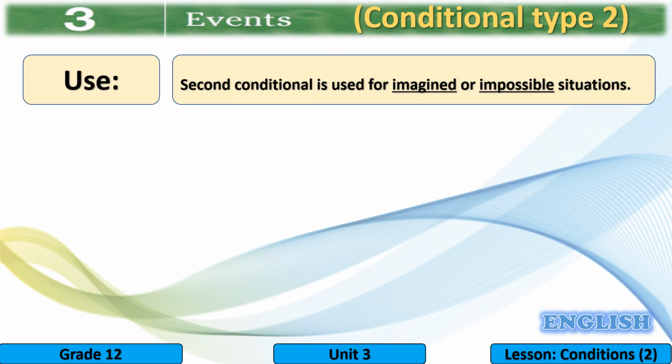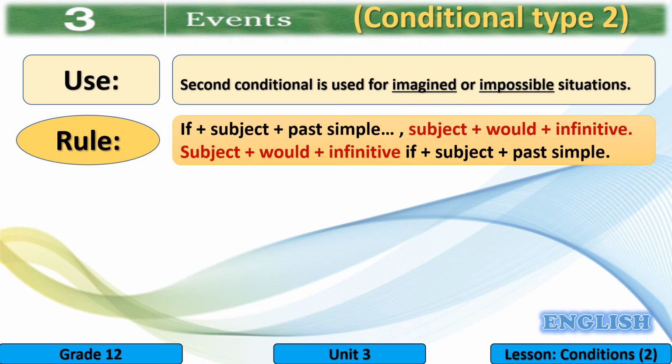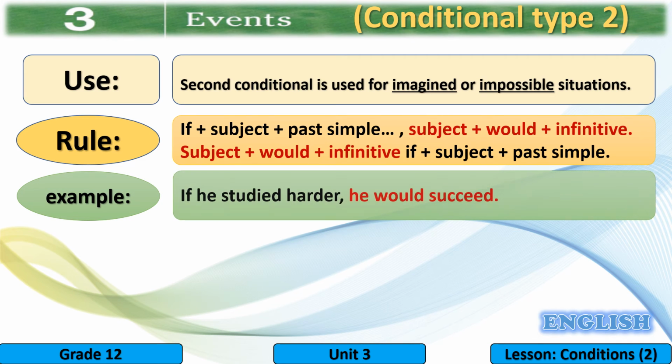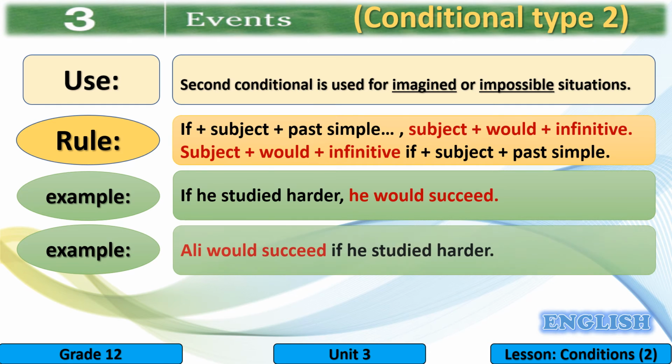On the other side, we have conditional sentences type 2. This kind of conditional sentences is used for imagined or impossible situations. And we form it in the same way, but in the if clause we need a past simple form of the verb, and in the main clause we need the word would instead of will, like in the examples. Example number 1, if he studied harder, he would succeed. Or Ali would succeed if he studied harder.